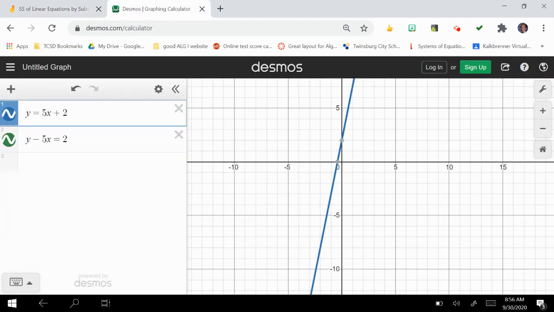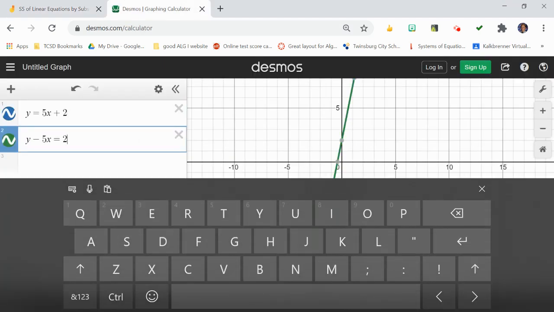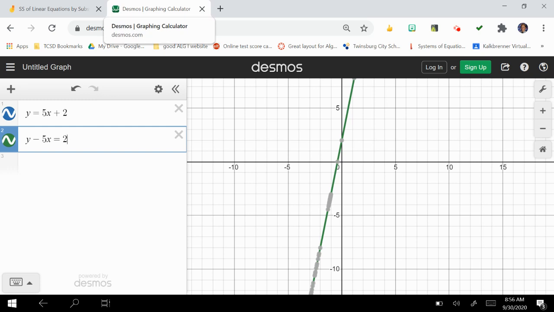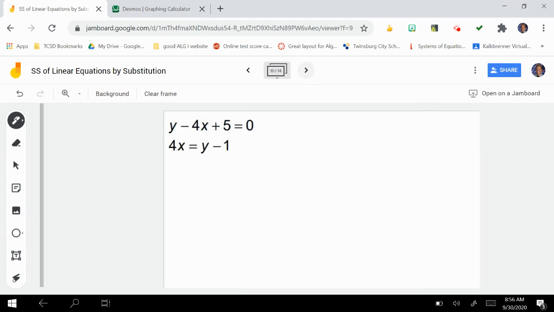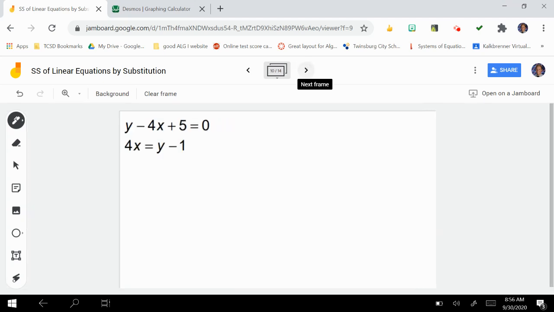So again, we could see that when we first graphed it. You can see all these silver dots popping up because those are all points of intersection because they're the same line. All right? They're just written in a different order, right? Y minus 4x plus 5 equals 0. 4x equals y minus 1.